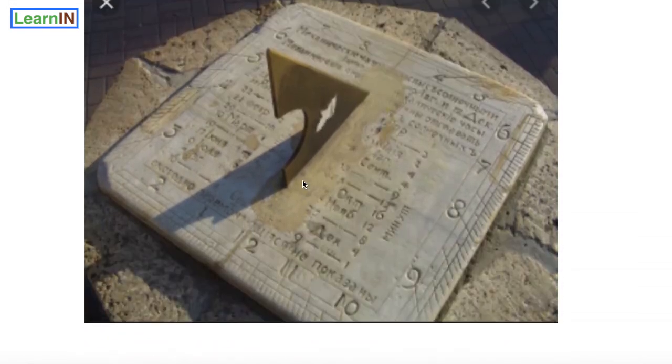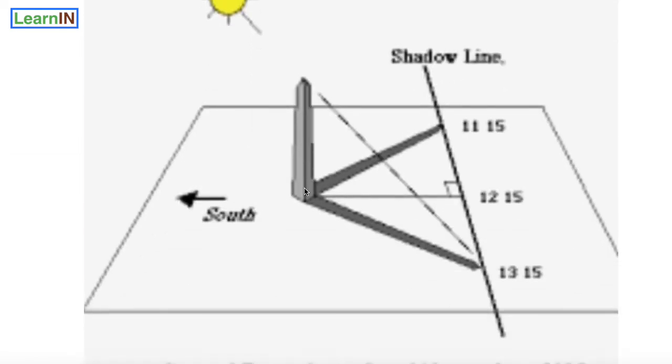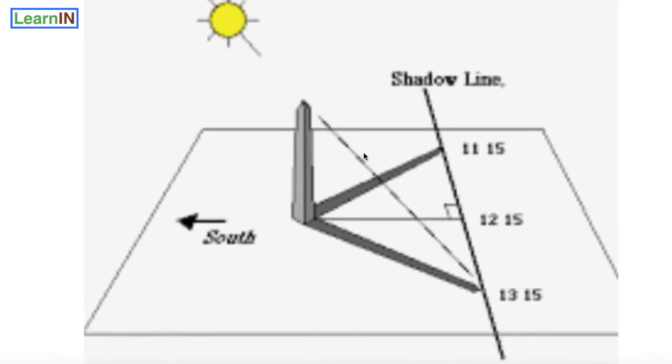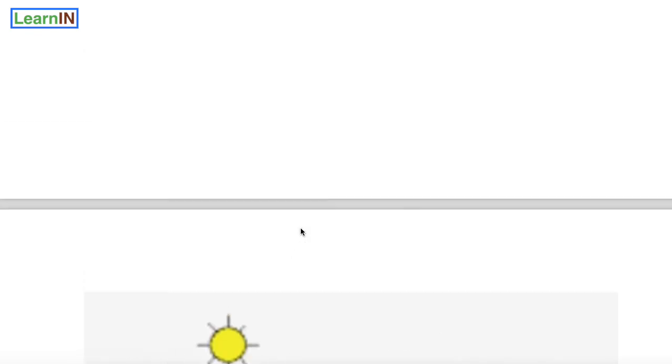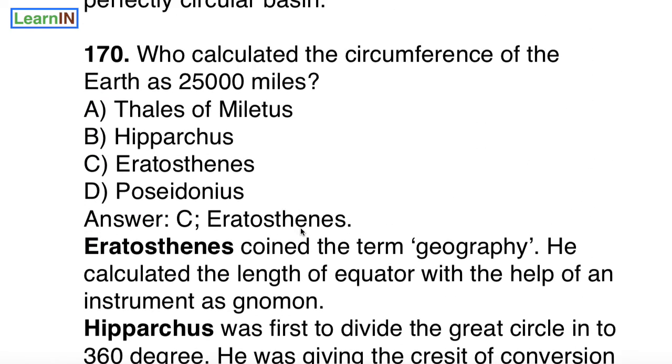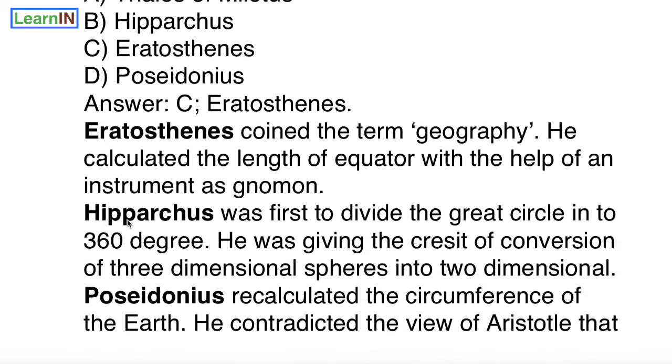See, have you seen a sundial? This is a gnomon. This is a basic instrument. Here we can also see how they used the gnomon to calculate time from the shadow. So Eratosthenes used the basic instrument gnomon to calculate the circumference of the earth, 25,000 miles. And among other scholars, Hipparchus was the first to divide the great circle into 360 degrees.